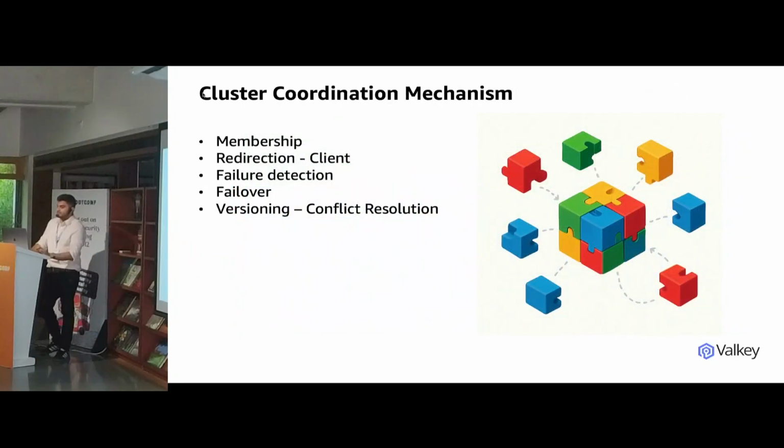So in order to tie all this together, I'll go through how these three components get utilized, and we're able to build a membership. How do we handle the redirections? How do we detect failures? Then after the failure detection, how do we handle failover? And at the end, I'll go through if there is a conflict, how do we handle it?